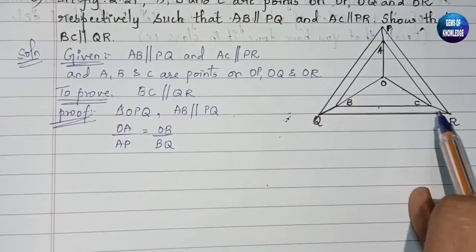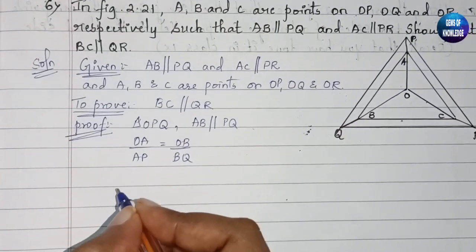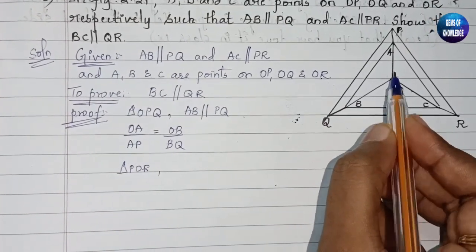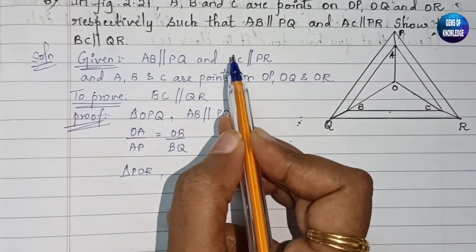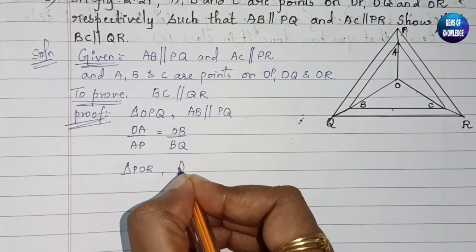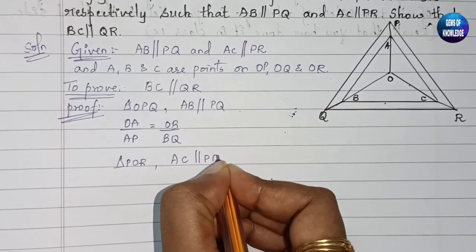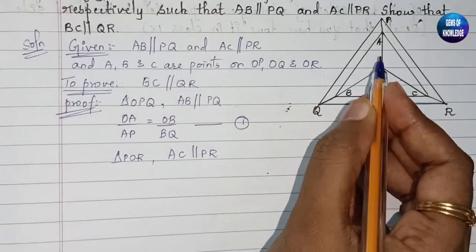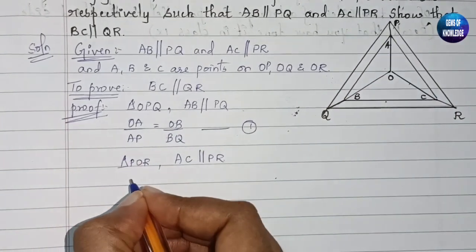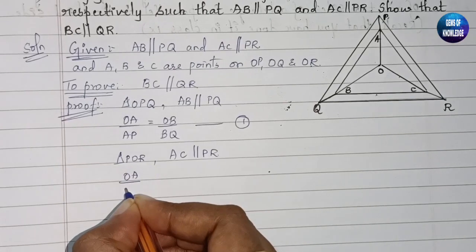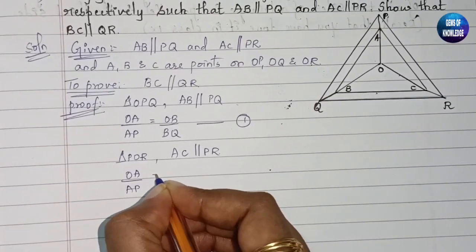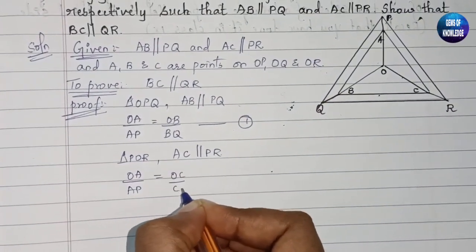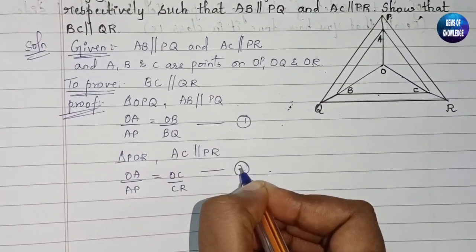Okay, now we will consider the triangle POR. In triangle POR, we have AC parallel to PR. So here we will keep the previous result as equation 1. Here we will get OA by AP again, which is equal to OC by CR. This we will consider as equation 2.